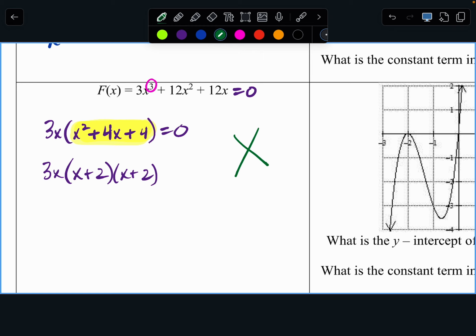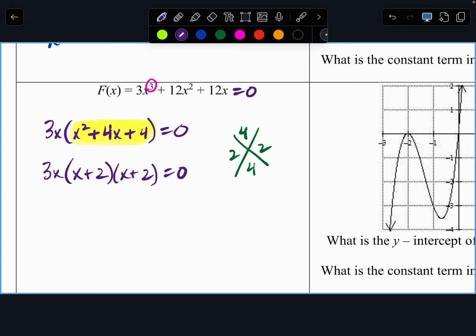I do the swing and divide work over here. I swing to get 4, and they've got to add to give me 4, which gives me 2 and 2. So that means it's x plus 2 and x plus 2. We have the same factor happen twice, but we do have 3 factors.